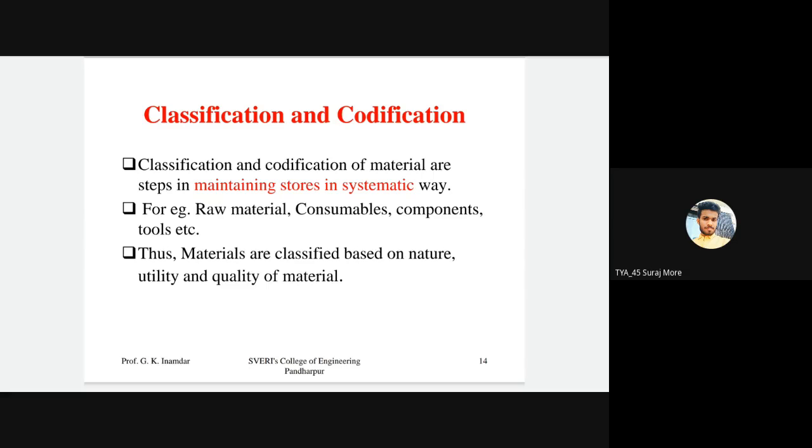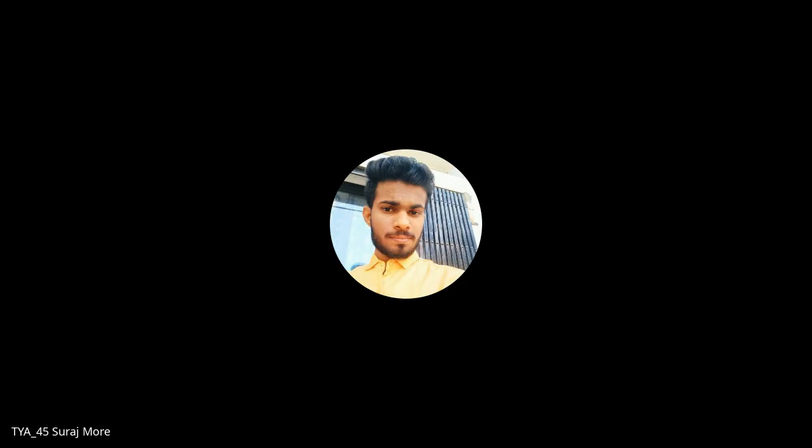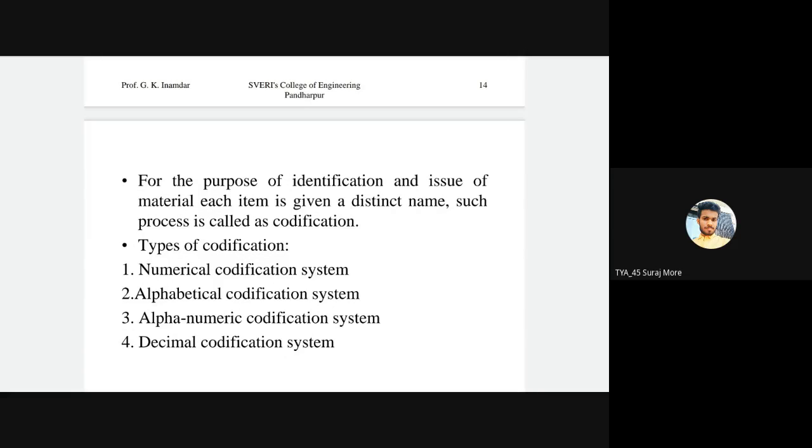Now this is also codification. For the purpose of identification and issuing of material, each item is given a distinct name. Such a process is called codification. Now this is a definition. Now, types of codification. Here, there are four types of codification.